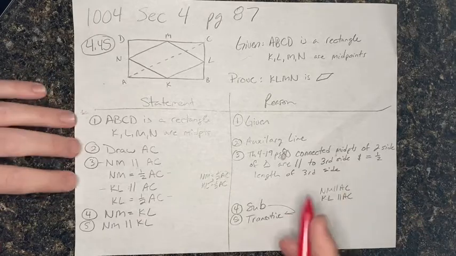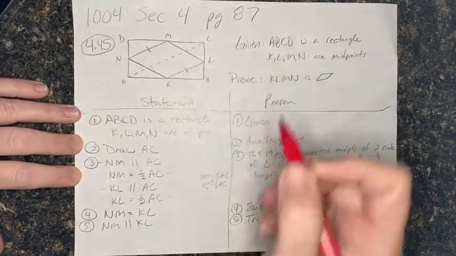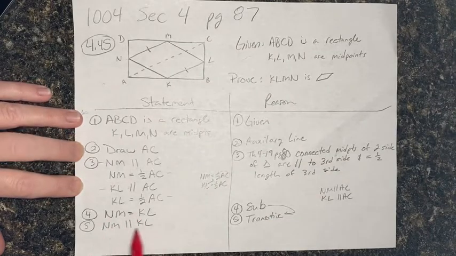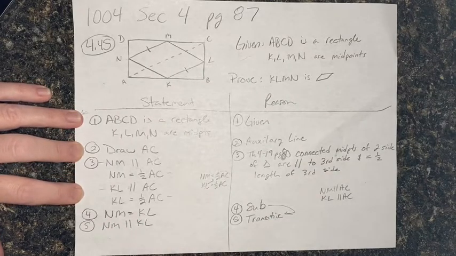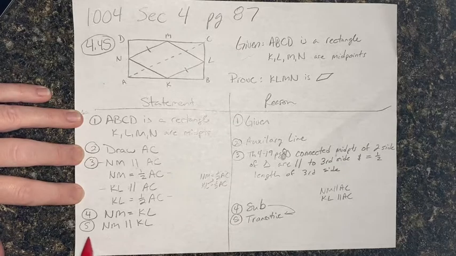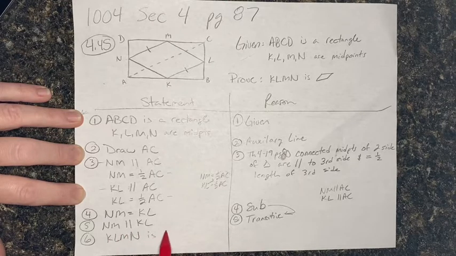And that leads us now, we'll be marked here. We got those equal. We have them equal and parallel. Remember, that is one of our proofs, or one of our theorems. So number six, we can say that KLMN is a parallelogram.